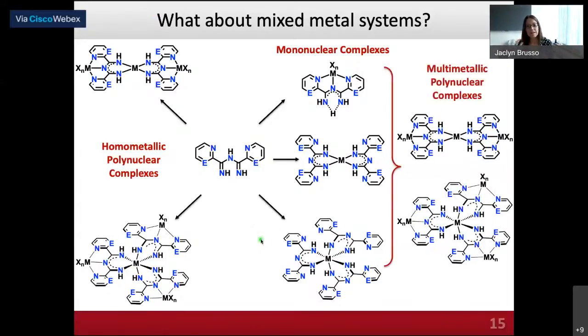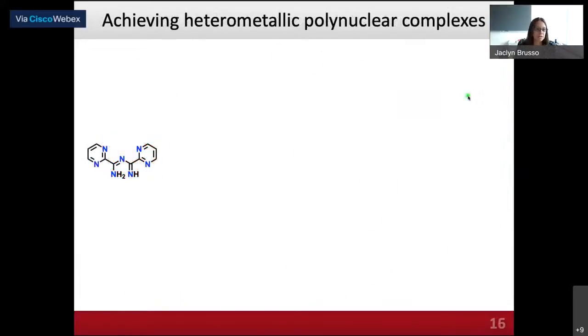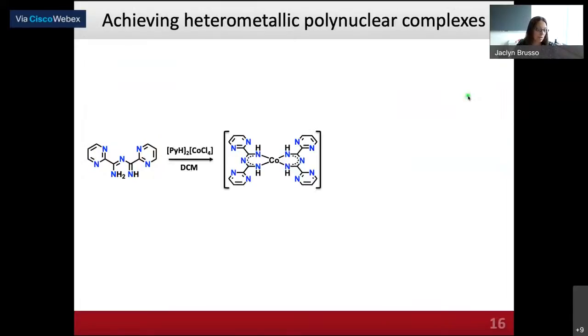And so the next step would be, can we make mixed metal systems taking advantage of our mononuclear complexes as synthons? Now, as I mentioned previously, with the polynuclear homometallic systems, it was challenging to use our mononuclear systems as starting materials because they did have specific and limited solubilities. And so in looking towards making mixed metal systems, we really needed to consider the solvent conditions and take advantage again of those pyridinium salts.